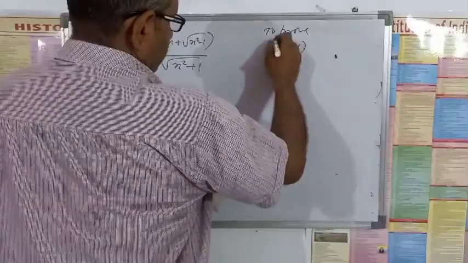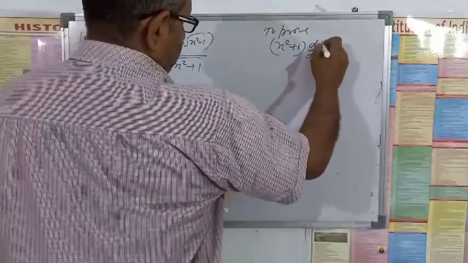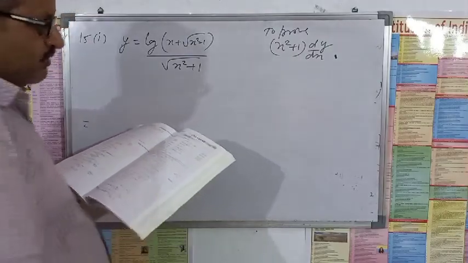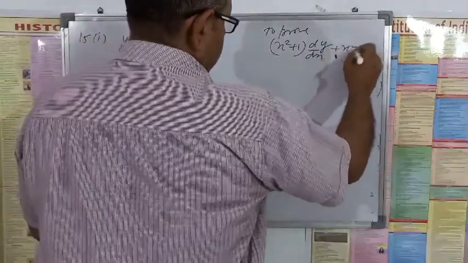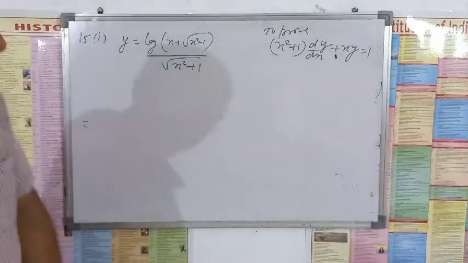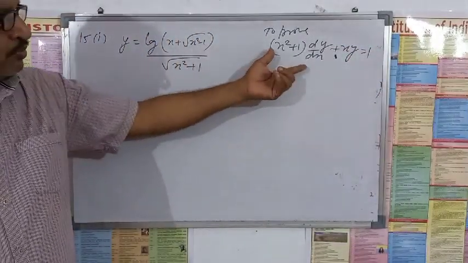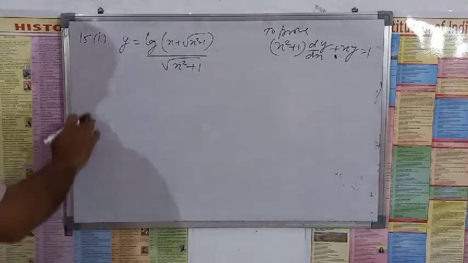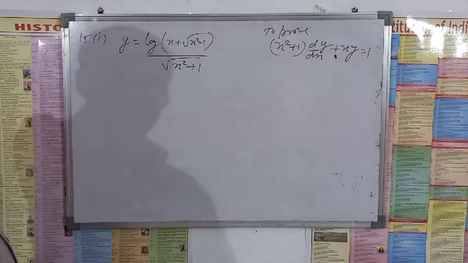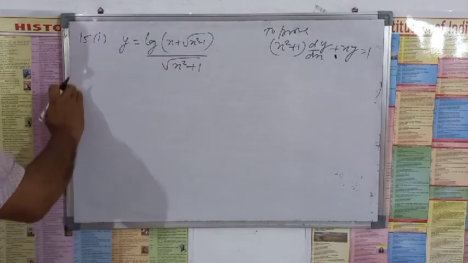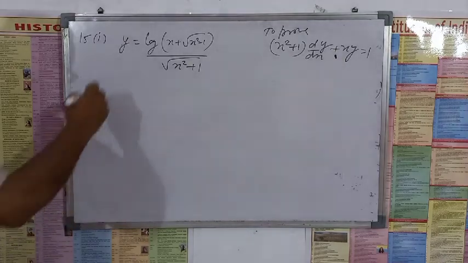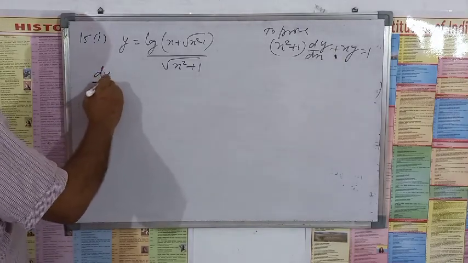x square plus 1 d by dx of y plus xy is equal to 1. Given this function, we have to prove this result. So how can we prove it? We have to differentiate it. So let us differentiate dy by dx.